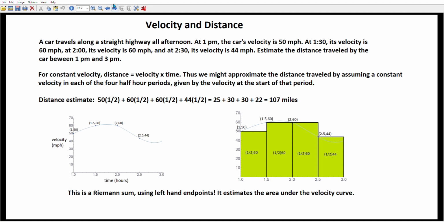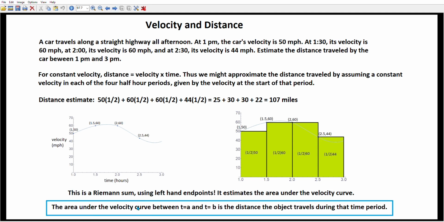And since Riemann sums converge to areas under curves, we are led to the conclusion that the area under the velocity curve between t equals a and t equals b is the distance the object travels during that time period.